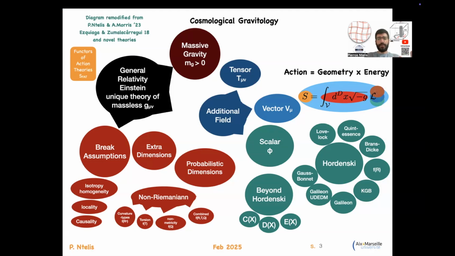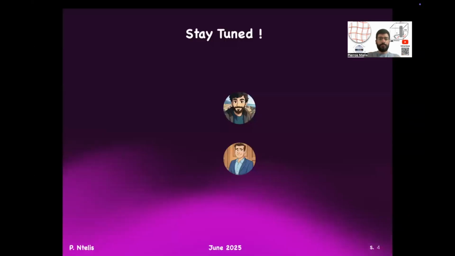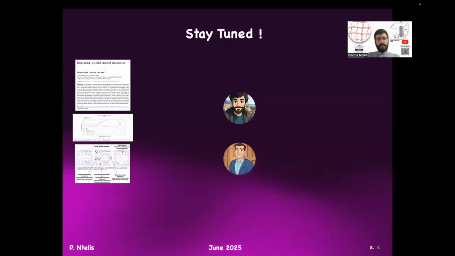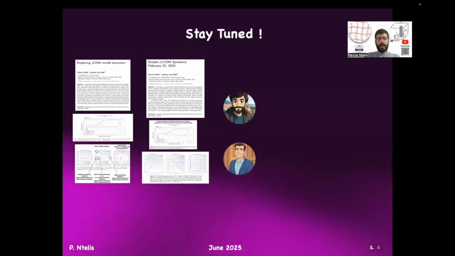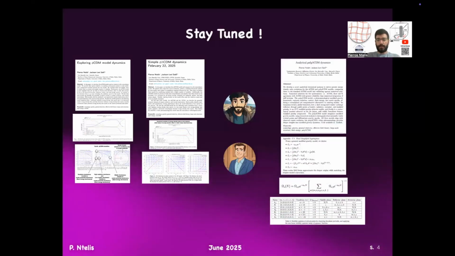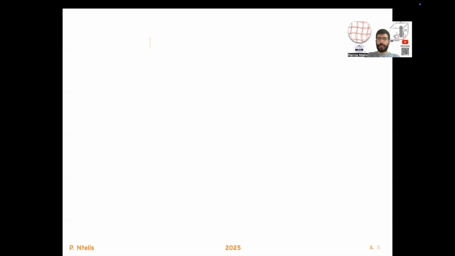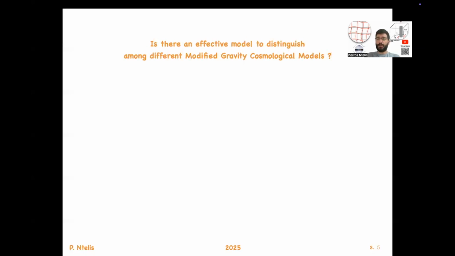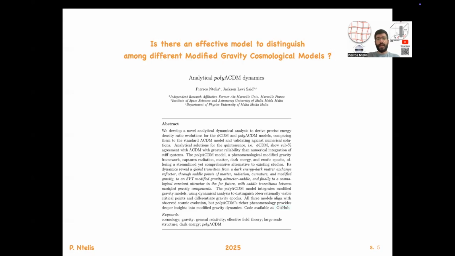Now, how can we distinguish among all those different theories or combinations of those theories, which one of them corresponds better to our observation? Therefore, my collaborator Jackson Levi-Said and I have been studying for some time now some quintessence models, and then we found one more model that answers the following question. Is there an effective model to distinguish among different modified gravity cosmological models? And it turns out the answer is yes. And this is what we call analytical polylambda CDM dynamics. Let's see what that is.